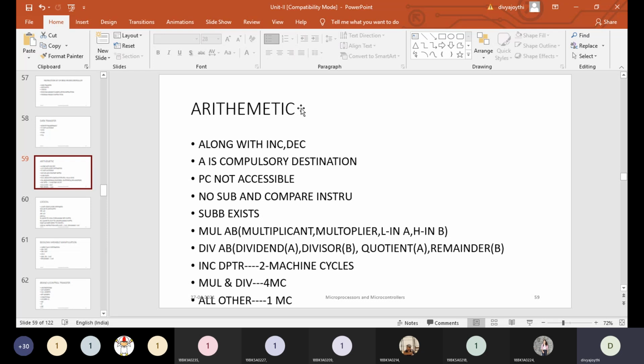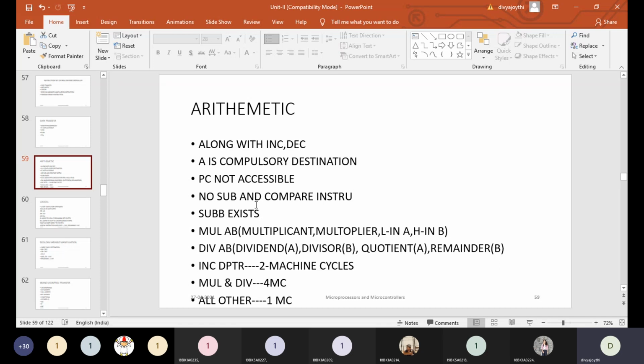This rule is not there in the arithmetic instructions of 8086. You can make use of any register as a destination register there, but in 8051, if you are writing a program for arithmetic operation, the accumulator should be the destination register whenever you do ADD, MUL or DIV. The program counter, as usual, cannot be used for data transfer, as well as for arithmetic operations. Another thing is that 8051 does not support a compare instruction; it does not have any instruction for comparing data.